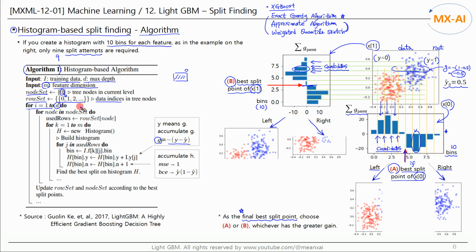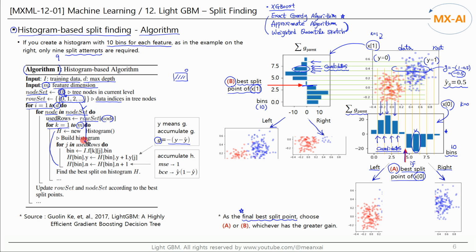Next, nodes are read one by one from the node set list. Initially, the node set contains only the root node. Next, the features are read one by one. In the figure on the right, when k is 0, it is the first feature, and when k is 1, it is the second feature. And then read the indices of the data points in the node from the row set list. It's the indices of entire data points at first. Use this data to create a histogram.